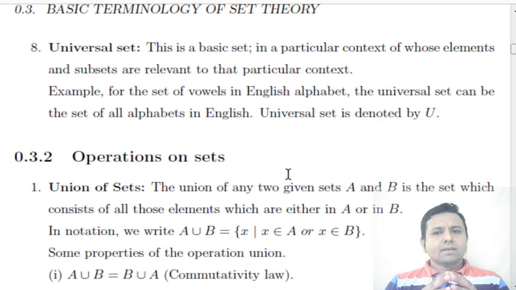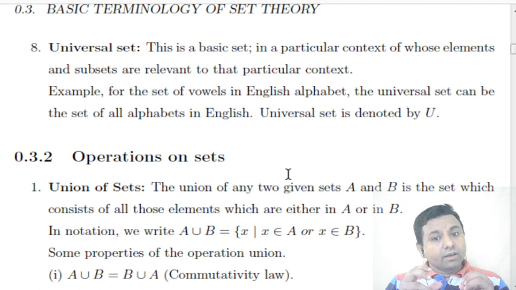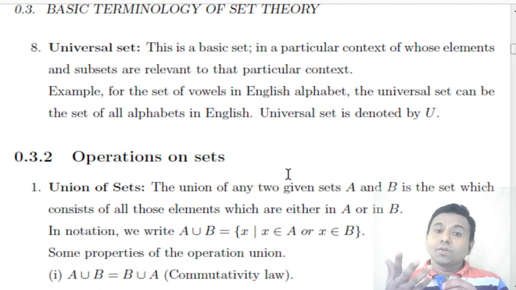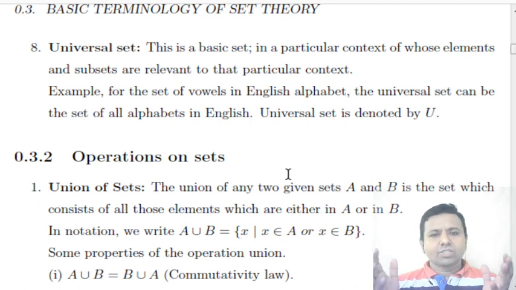Now let's start with the universal set. This is a basic set in a particular context, whose elements and subsets are relevant to that context. For example, for the set of vowels in the English alphabet, the universal set can be the set of all alphabets in English. Suppose we take the set of even natural numbers as one set, then what is its universal set? The set of all natural numbers.